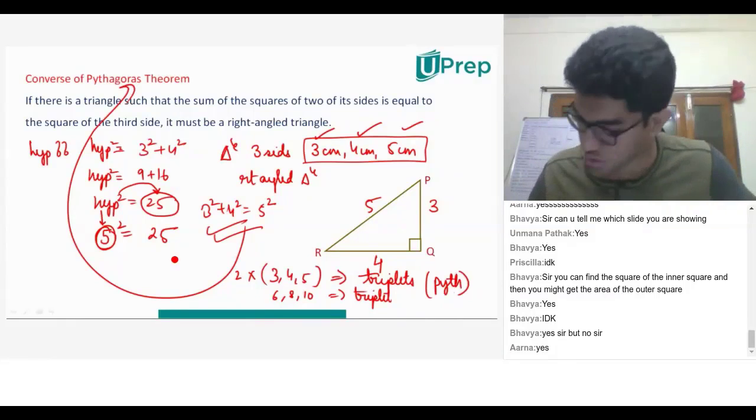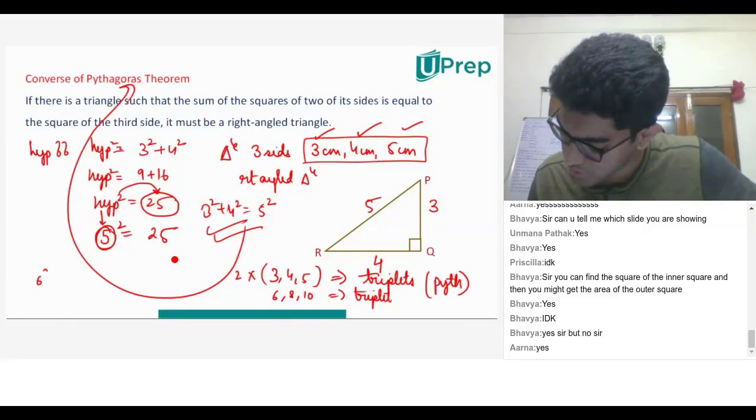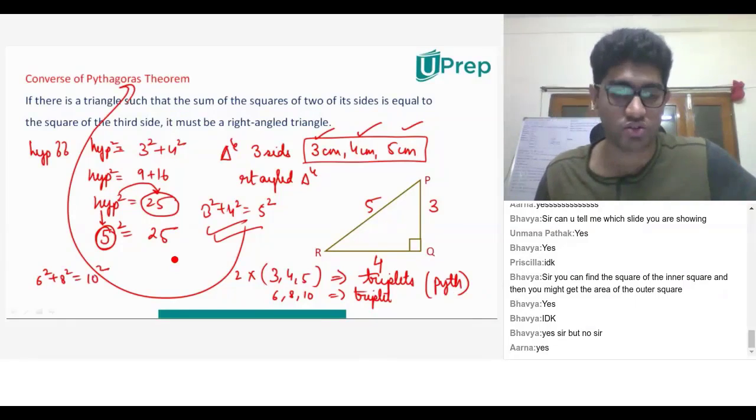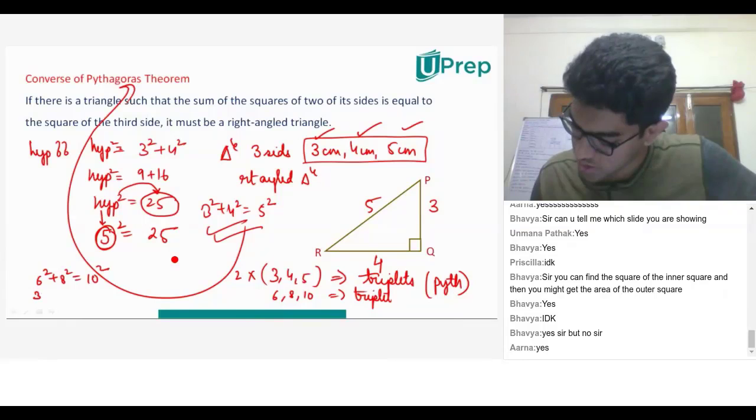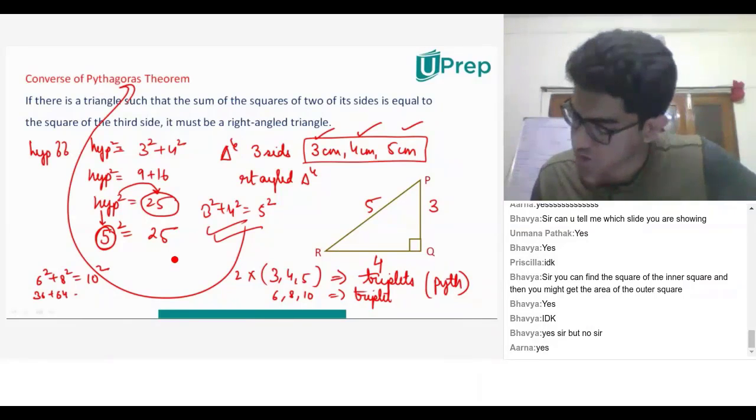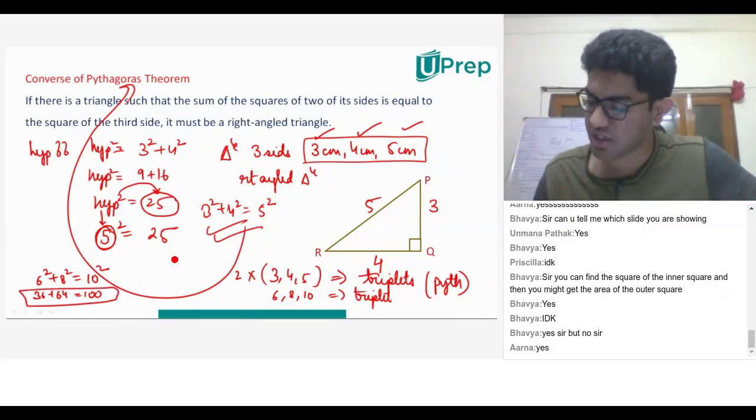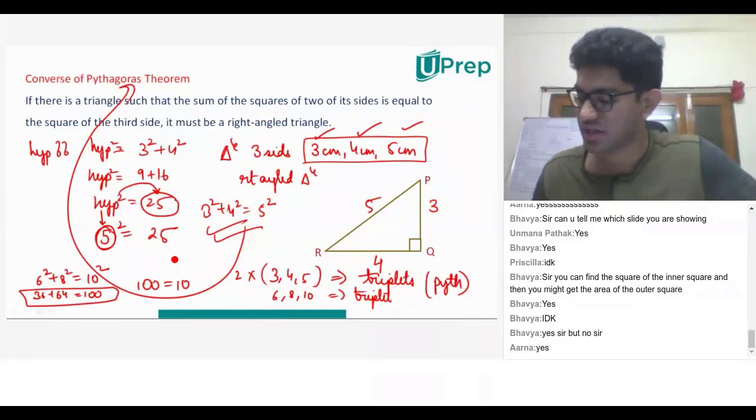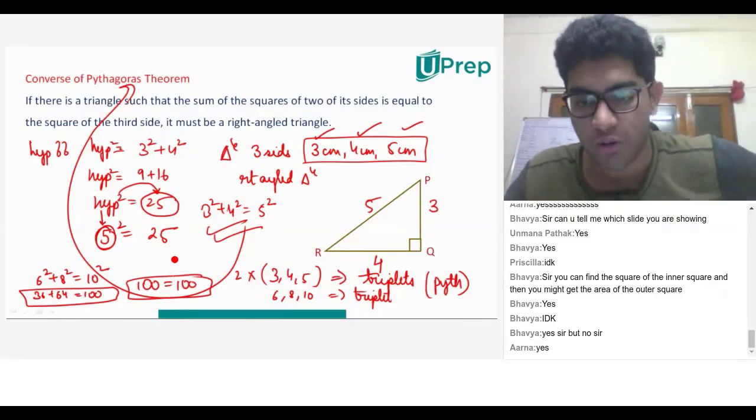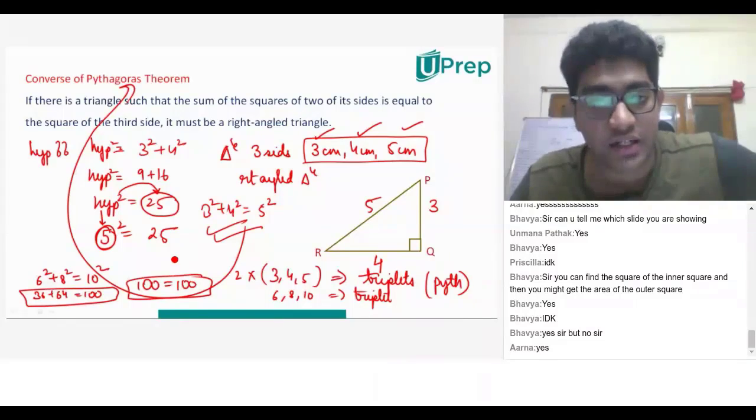Pythagorean triplet. How? Because sir, 6 square plus 8 square is equal to 10 square, sir. How? Sir, 36 plus 64 is equal to 100, sir. Sir, left hand side is equal to right hand side. Yes, beautiful. So, what are 6, 8 and 10 called?